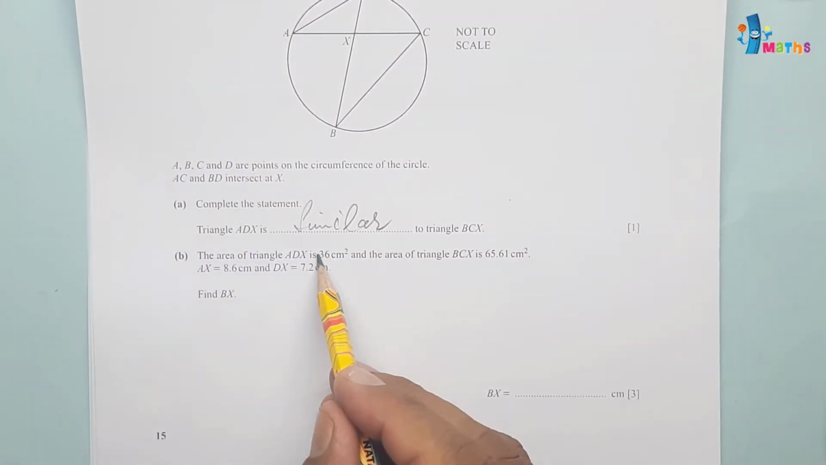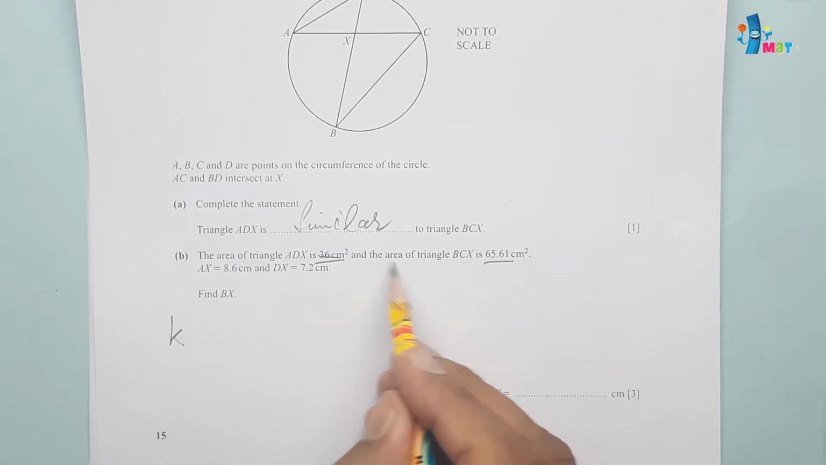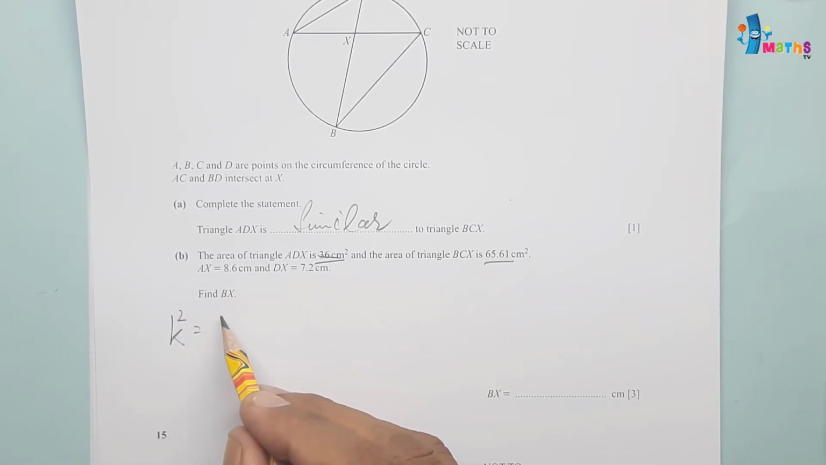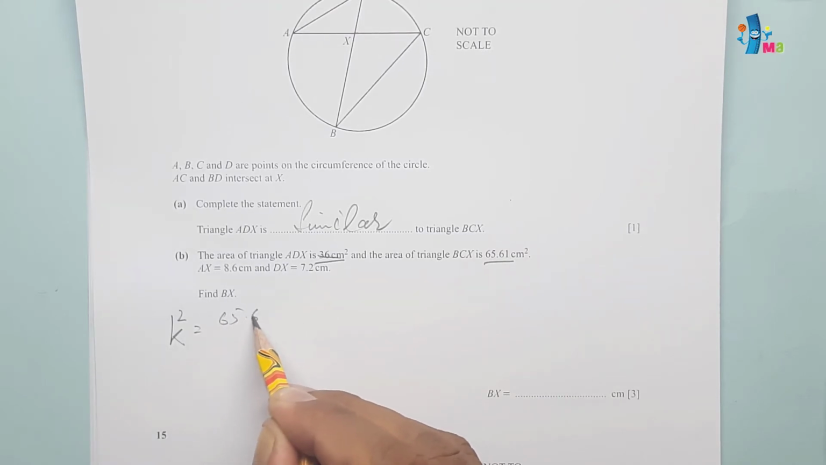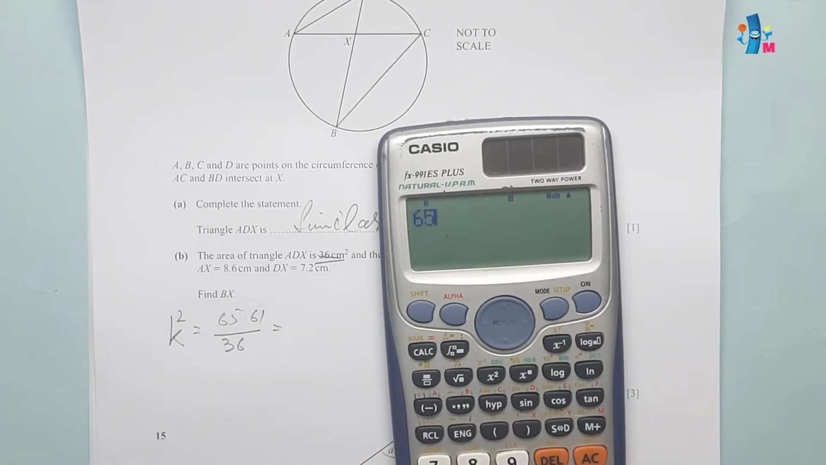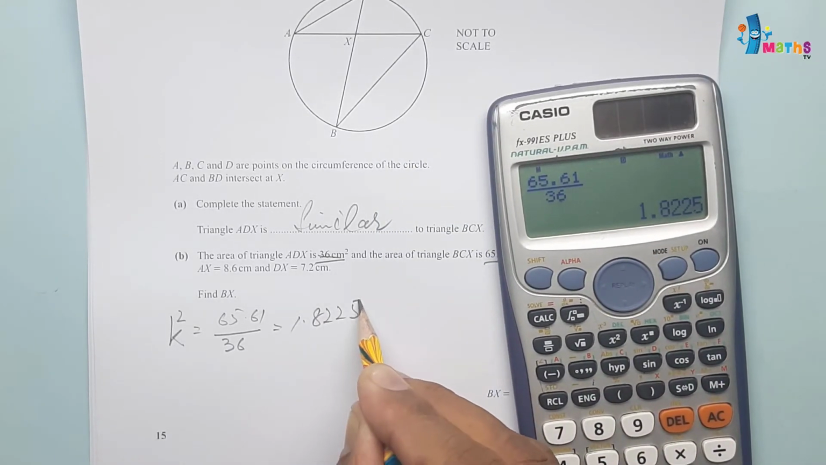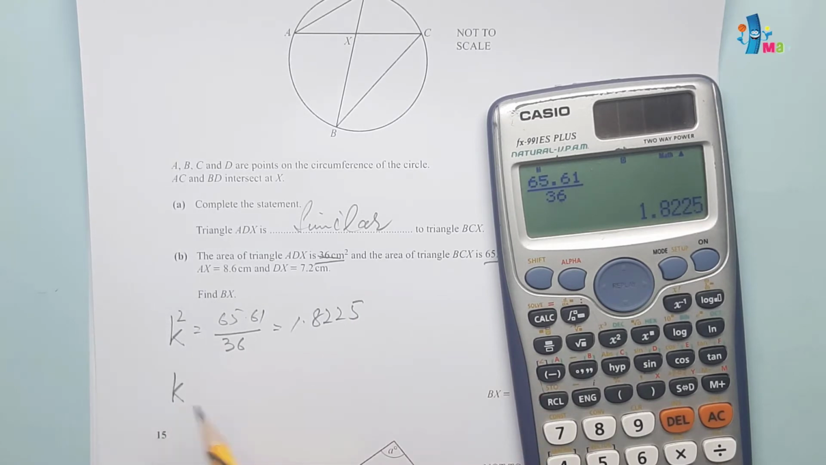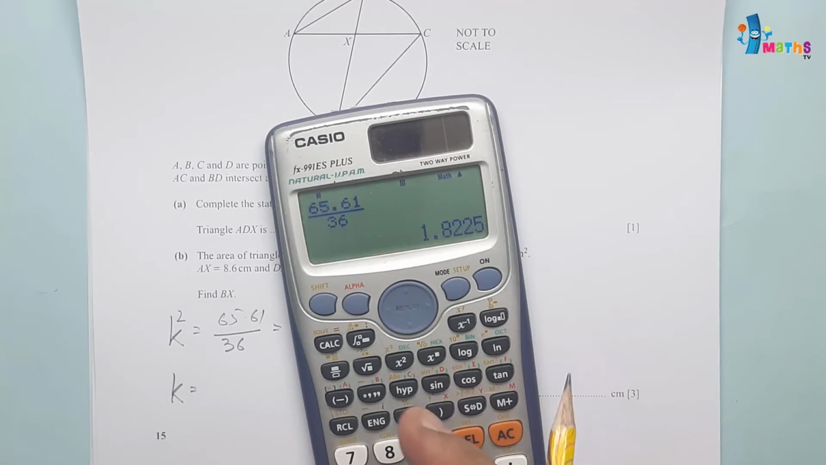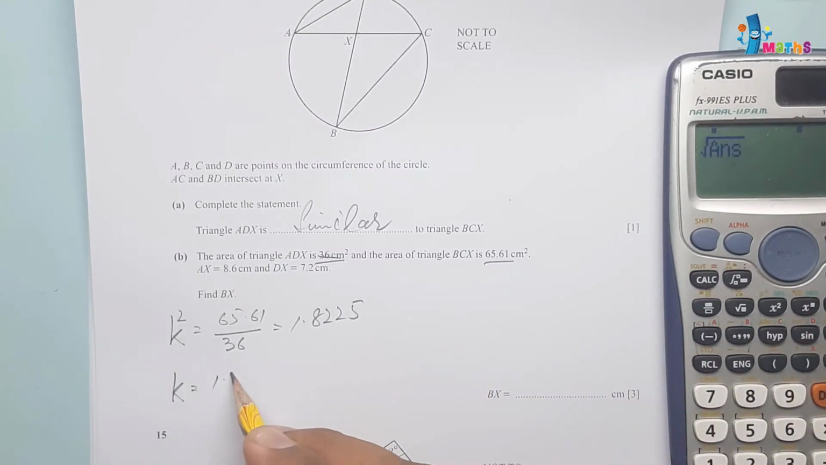First of all, we will use these areas to calculate the value of K. In case of area, it will be K square. K square is equal to 65.61 divided by 36, and we will check with the calculator. 65.61 divided by 36 is equal to 1.8225, and this is the value of K square. Now we can find the value of K by taking the root of this. The root of the answer will be equal to 1.35. So we got the K value 1.35.